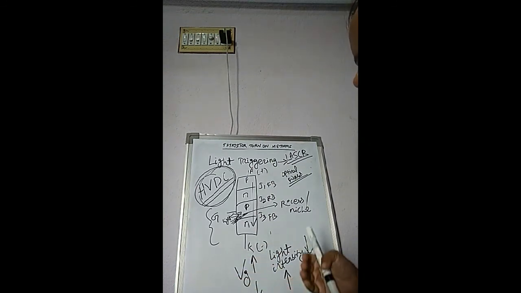So at the minimum level of gate signal, we can turn on the thyristor by using light intensity, or by using the light triggering method. Understood clearly?